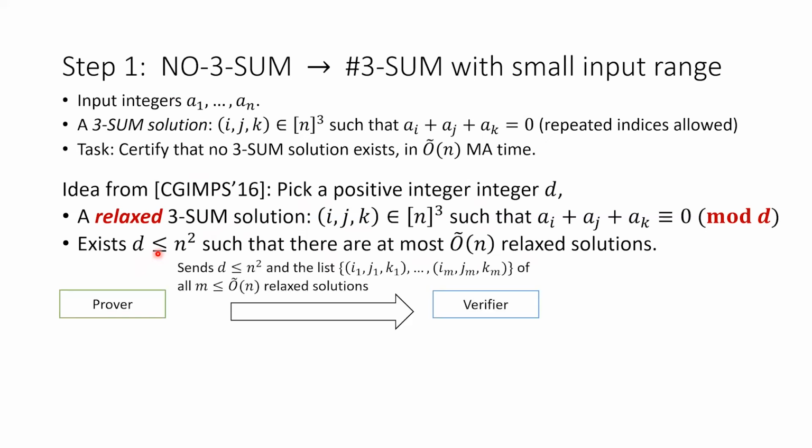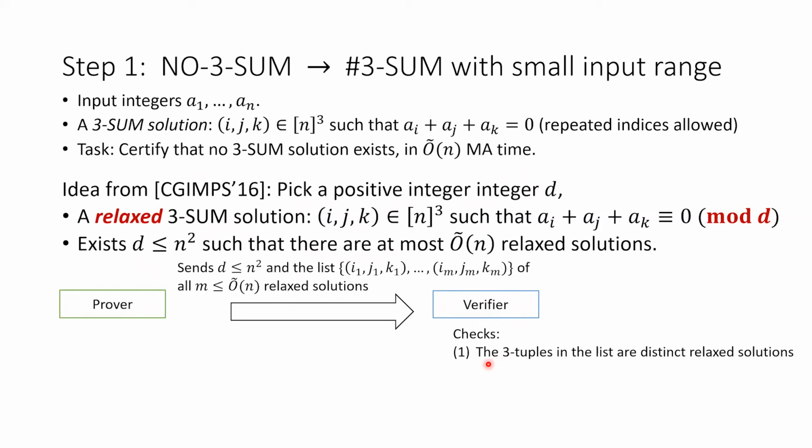Now, in the protocol, the prover sends this integer d to the verifier, and he also sends the list of all the relaxed solutions to the verifier. And here, let's use m to denote the length of this list of relaxed solutions. Then the verifier wants to verify 3 statements.